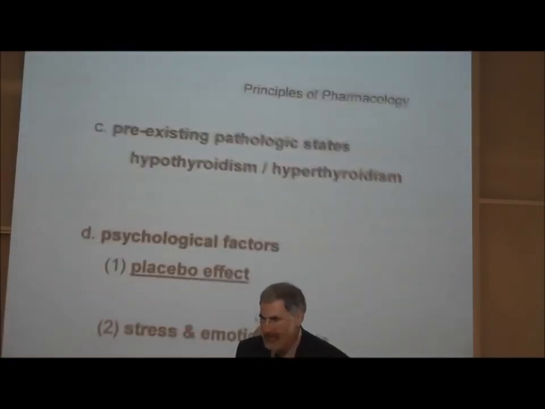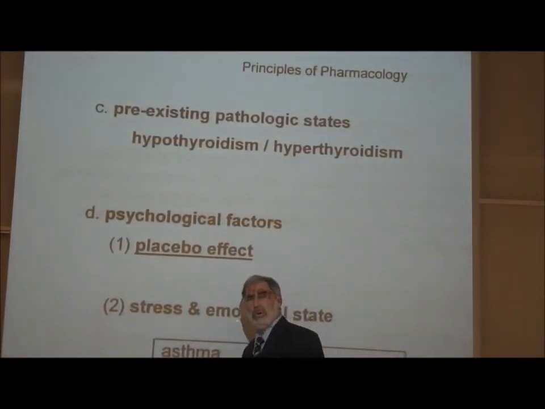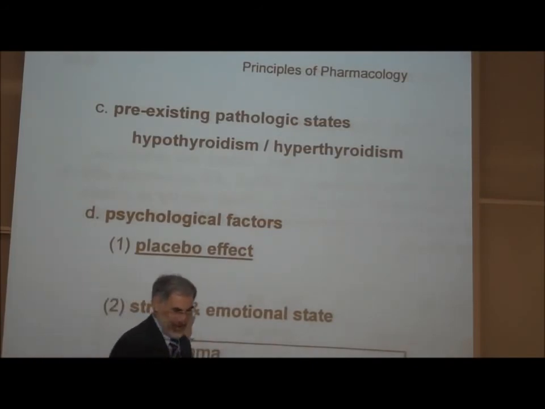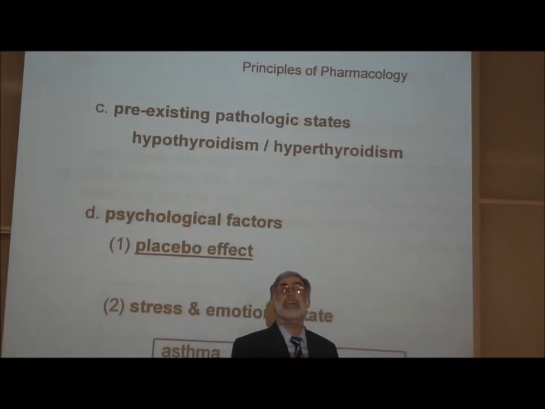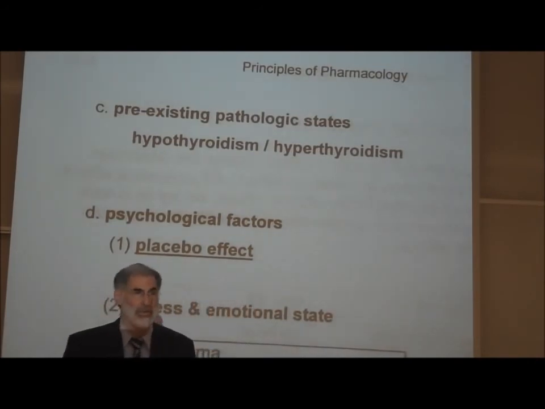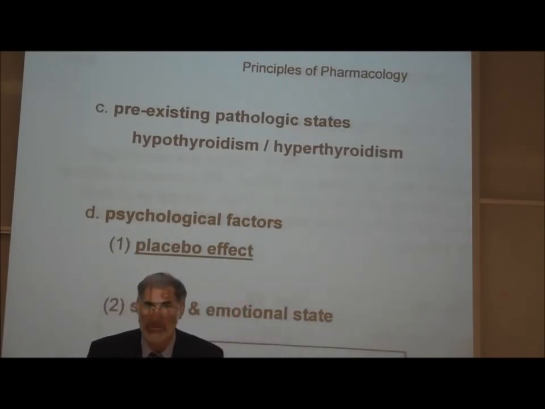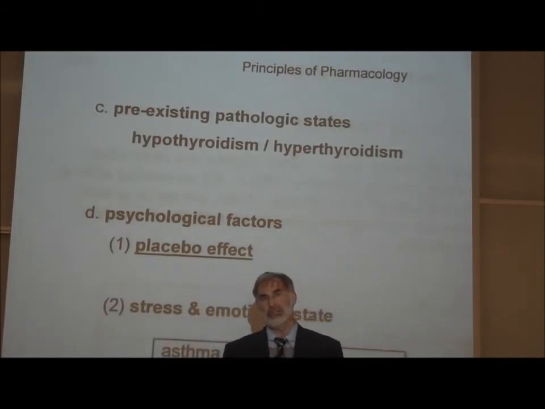Now, on page B19, some other criteria is pre-existing pathologic states. How does hypothyroidism or hyperthyroidism affect somebody's metabolic rate? If somebody's hypothyroid, how's their metabolic rate? Slower. So they need a lower dose because they break down the drug at a slower rate than normal. On the other hand, if somebody has hyperthyroidism, their metabolic rate is faster than normal, and they break down drugs at a faster rate, so they may need a higher dose. Anytime you're dealing with patients with thyroid problems, you have to adjust drug dosages.